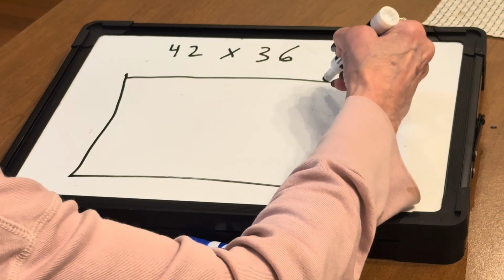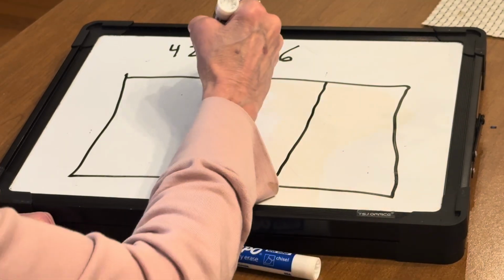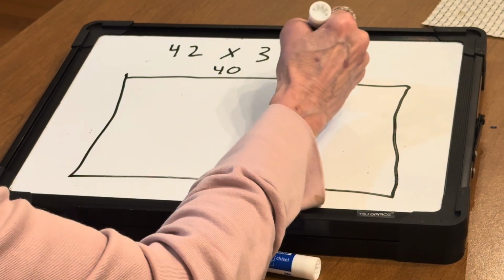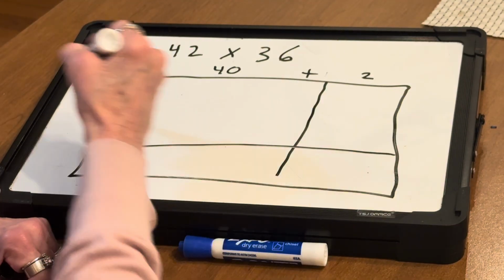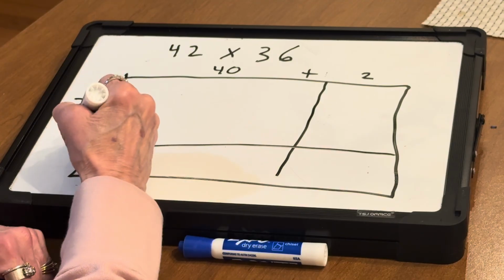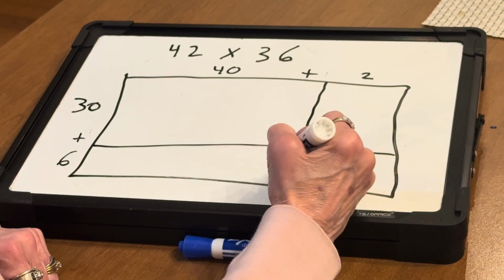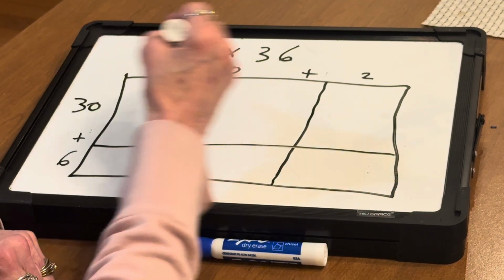The top we're gonna put 40 and 2. Okay, and 40 would obviously be a much larger area than 2. And here we're gonna put 30 plus 6. All right, so in this box, we're gonna multiply 30 times 40.